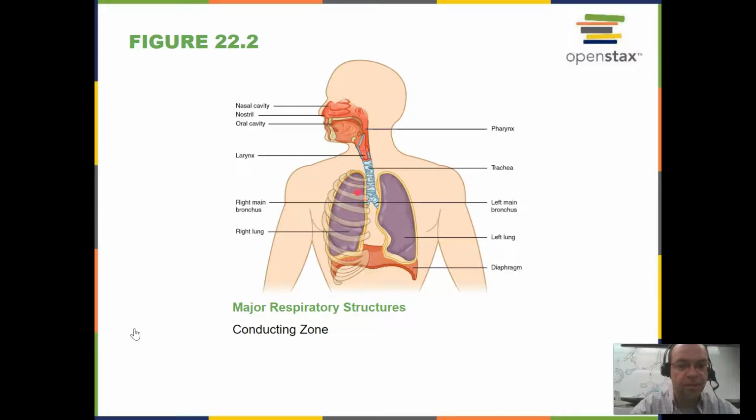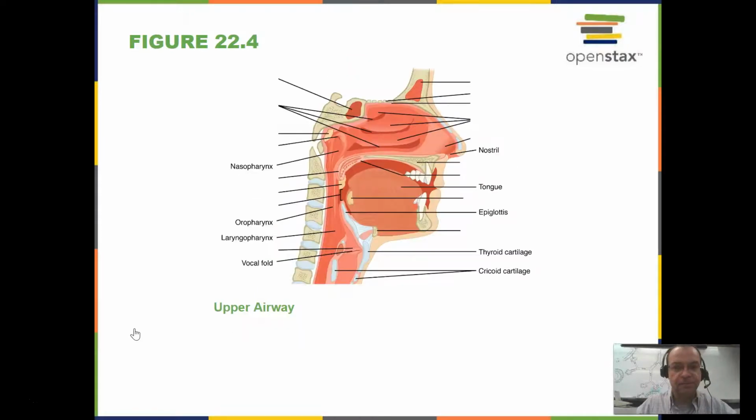Here's the right main stem bronchus, the left main stem bronchus. This is all the conducting zone, the major respiratory structures to bring air into the body and out of the body. So we'll zoom in here on the upper airway again. So here's the nostril, this is the nasal cavity, here's the oral cavity. Look how large the tongue is. It occupies a lot of space in the oral cavity.